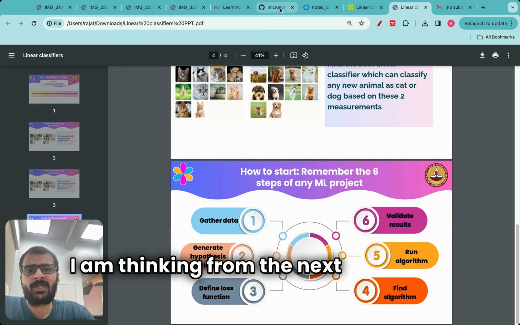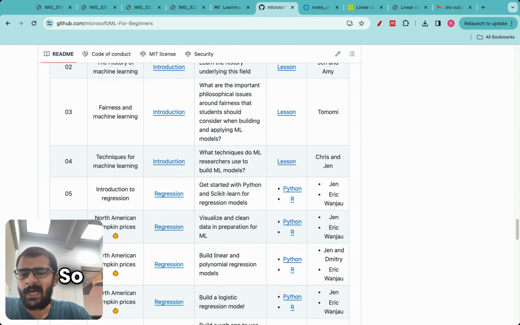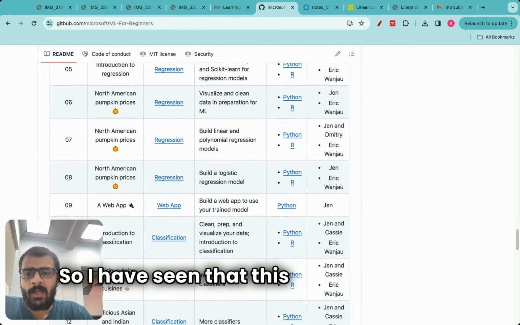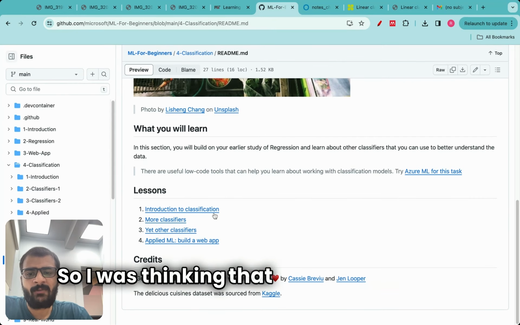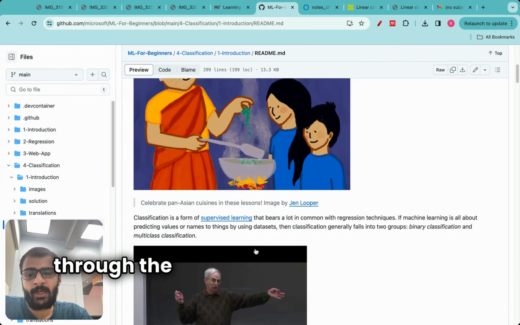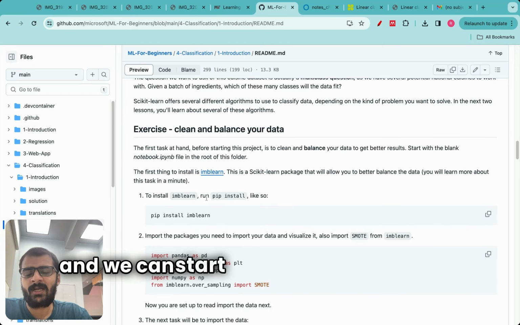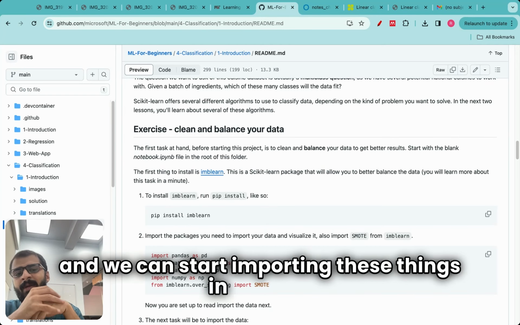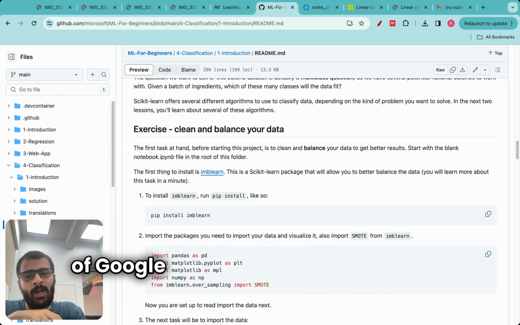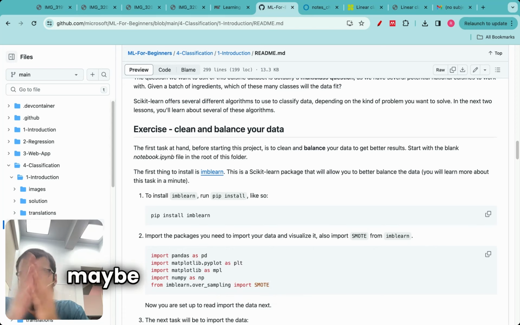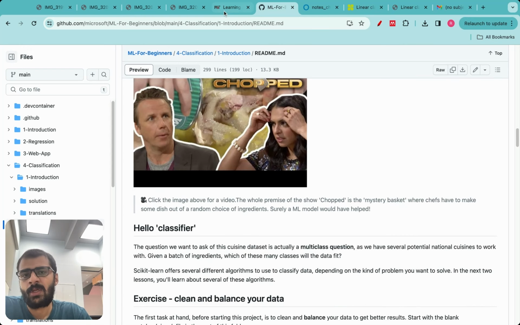I'm thinking from the next lecture we will probably start doing some sort of practical aspect. I have seen that the Microsoft course does have a practical aspect on classification. So I was thinking that we can start going through the introduction to classification through a practical lens, and start importing these things in Python. We'll probably initially have to go through a bit of Google Colab or Jupyter Notebook, and I'll maybe create tutorials on all of those, and then we will start the practical implementation of a classification project.